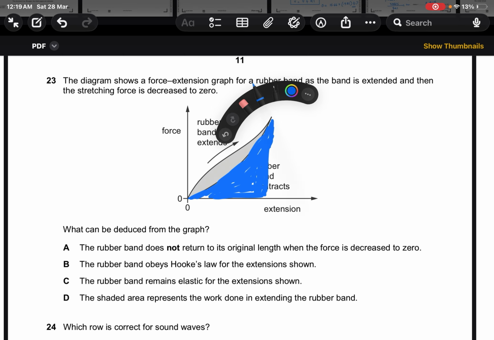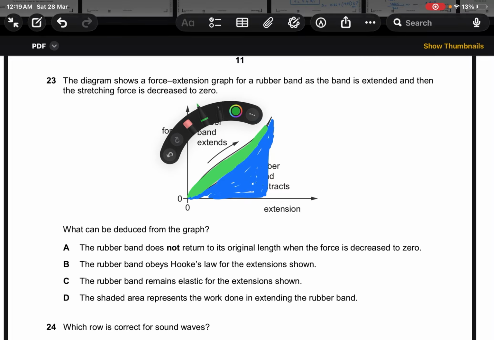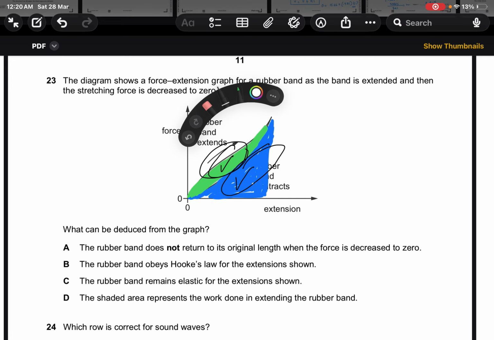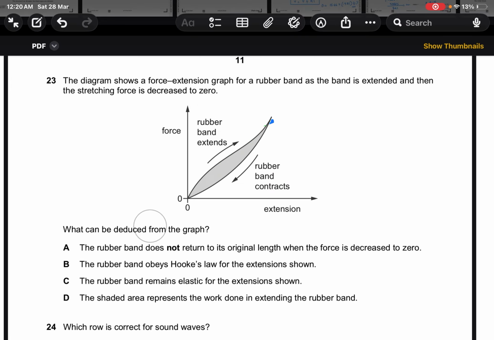Okay, and then there is work that you don't get back. This green area that I'm highlighting is the work that is lost as thermal energy that you don't get back. So total work done on the band is green area plus blue area. The energy that's recovered is the blue one and the energy that's lost is the green one. ठीक है, समझ आई मेरी बात? अब इसको भूलना नहीं. अच्छा जी.